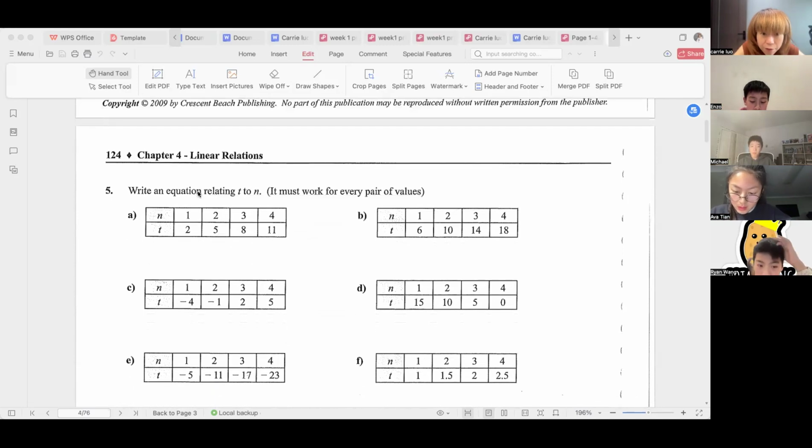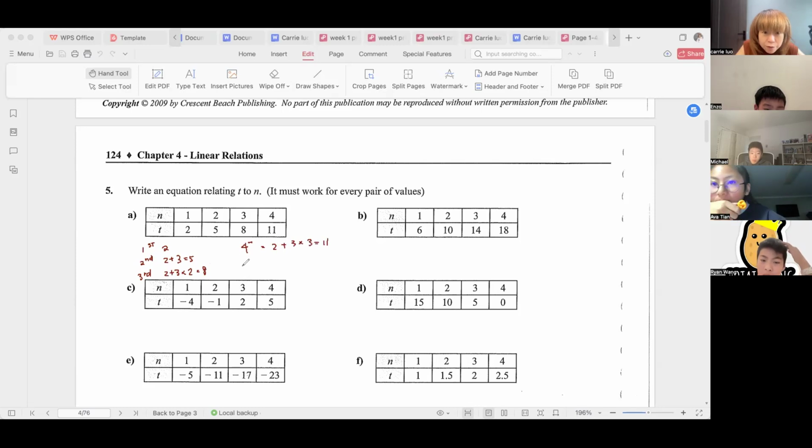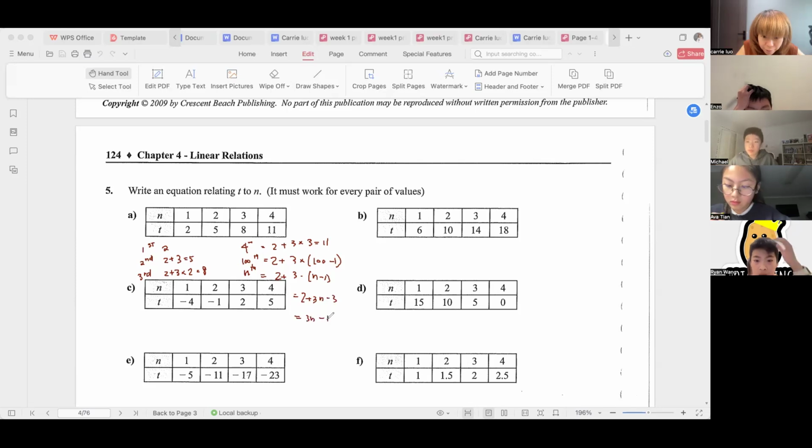Okay, so now let's take a look at this one, okay? So now we directly move to the nth. So the first one is 2. The second one is 2 plus 3 equals 5. The third one is 2 plus 3 times 2 equals 8. Correct? The fourth one equals 2 plus 3 times 3 equals 11. So what is the nth? If you don't know how to do the nth, you do the 100th first. So it's 2 plus what? 3 times (100 minus 1). So the nth equals what? 2 plus 3 times (n minus 1). 2 plus 3n minus 3. So the answer is 3n minus 1. Okay, just step by step. Number B, I want you to do yourself.